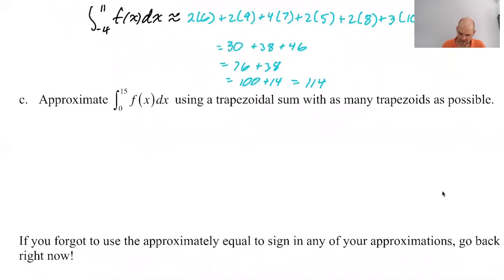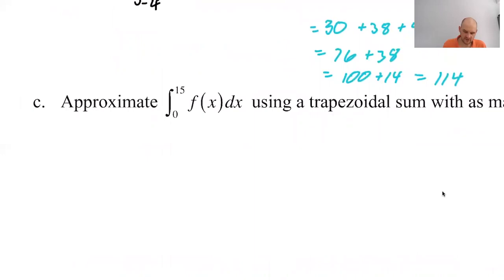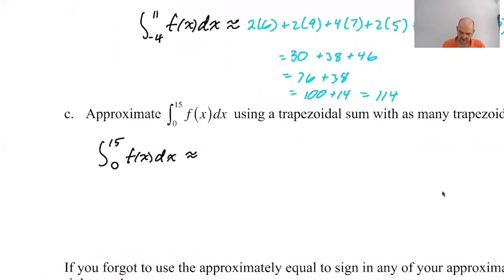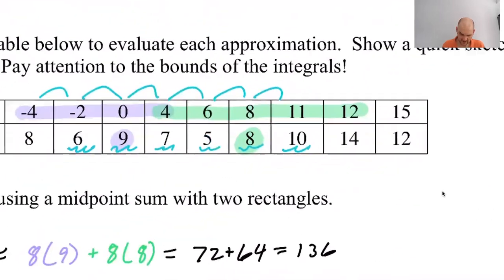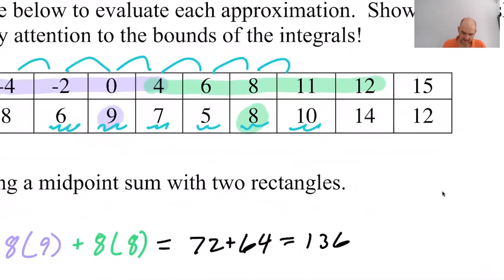Okay, trapezoidal sum, as many trapezoids as possible, 0 to 15. All right, start with the integral that you're gonna find or approximate. Always be writing that. If you're not writing that, what are you doing? You're just writing a bunch of things that you're adding up. Well, we're approximating this integral. 0 to 15 trapezoidal sum. I believe we will use red.